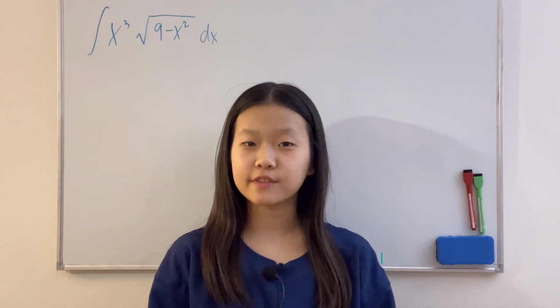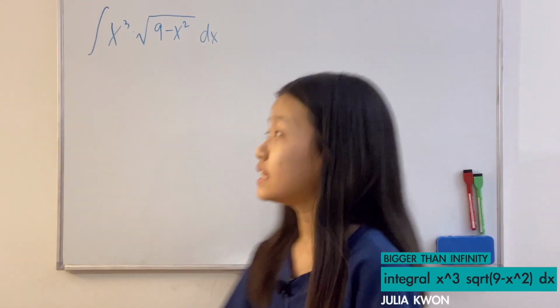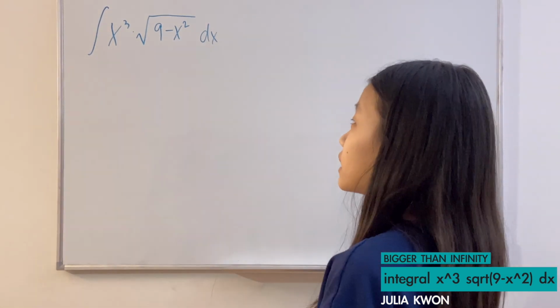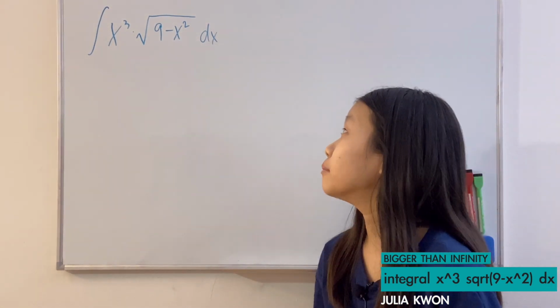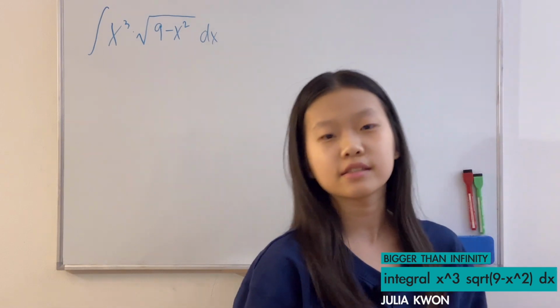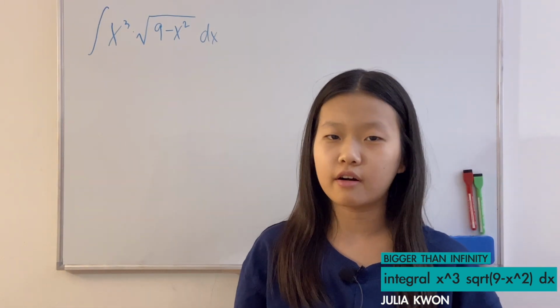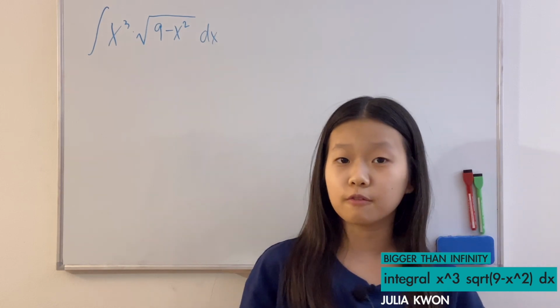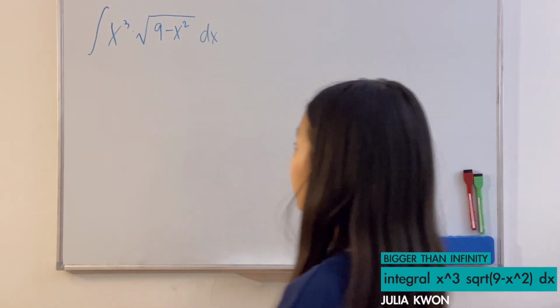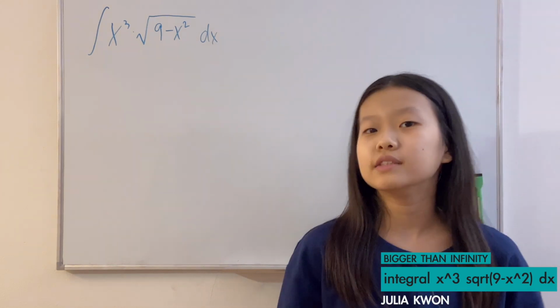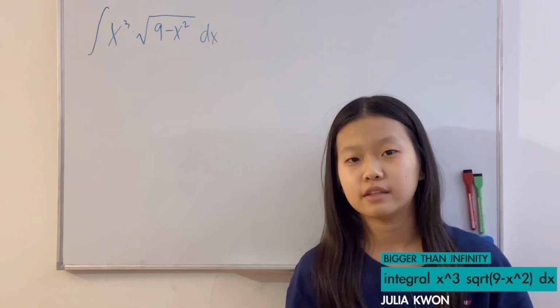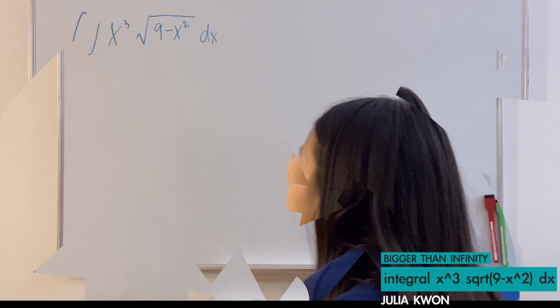Hello everyone, in this video I'm going to be solving for the integral of x to the power of 3 times square root of 9 minus x squared dx. But in this case, there are two ways to solve for this integral. But I'm going to be showing you guys how to do the easier one and the faster one first.